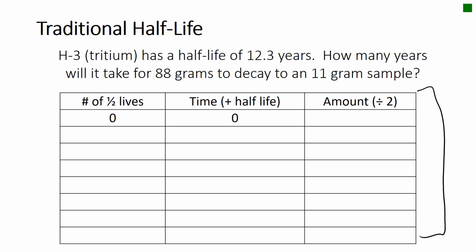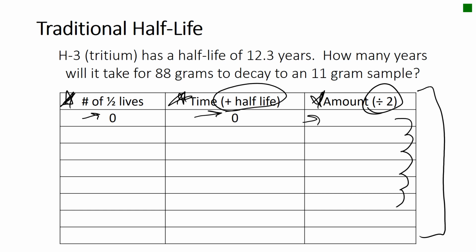What it does is it categorizes the important key information that you need to know for half-life, such as how many half-lives have occurred, how much time has passed, and how much is left. Now, if you notice, the number of half-lives always starts at 0 and the time always starts at 0, but the amount never starts at 0. The reason is that the amount progressively gets smaller, divided by a half each time, whereas the time progressively gets larger, and so does the number of half-lives.